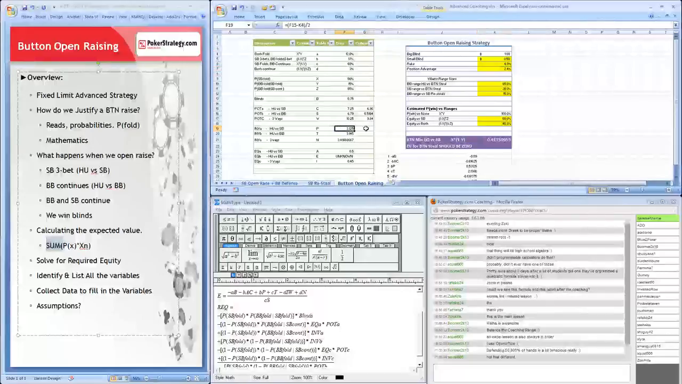Our investment. Now, our investment tends to change by the effective position, right? We can see that position advantage is worth about 2.4% of the pot. So if we're in position, that means our investment in hands that we lose is going to be smaller, right? Because we're able to make better decisions by having position.